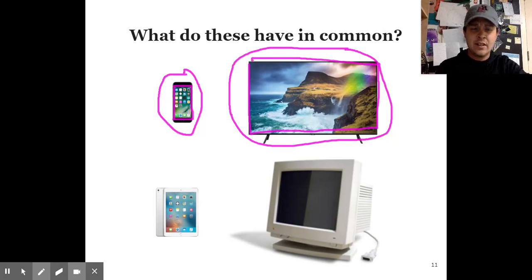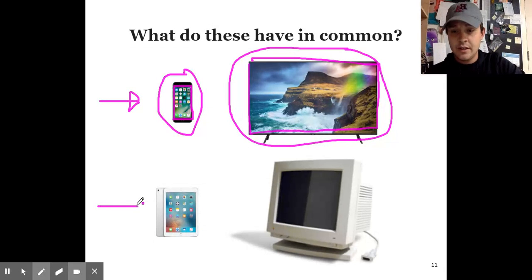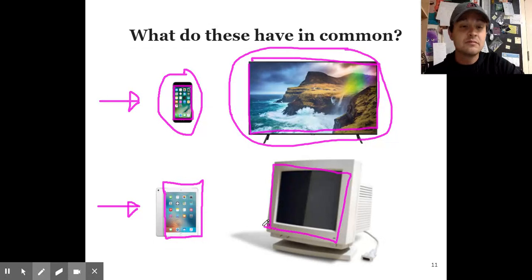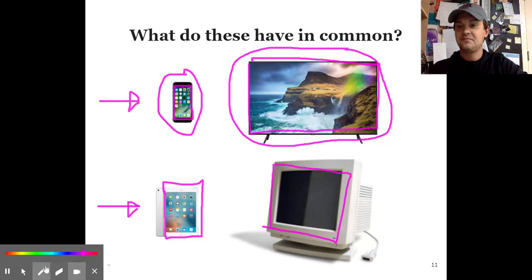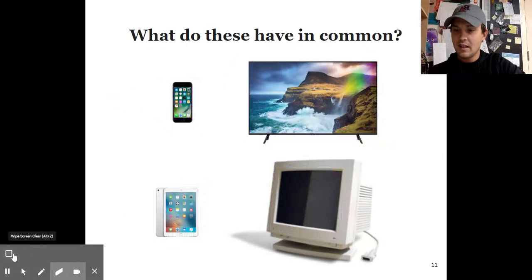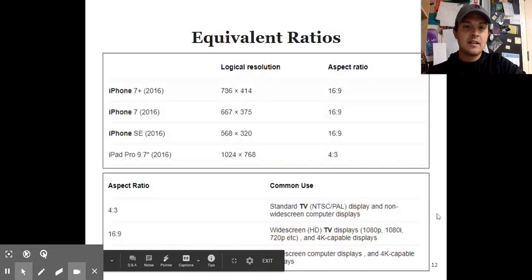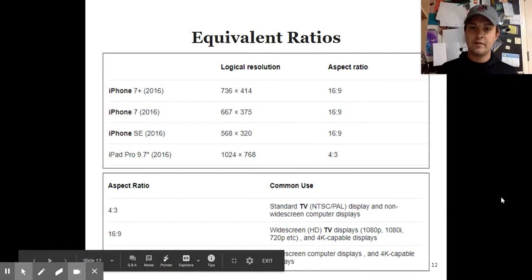Those of you that like technology might know that that's called the aspect ratio, and that new technology has a widescreen aspect ratio, whereas older technology has a 4:3 aspect ratio. Go ahead, ask your parents: have your TVs always been widescreen like this, or did they used to be more like squares like this? Okay. So this is called an equivalent ratio.